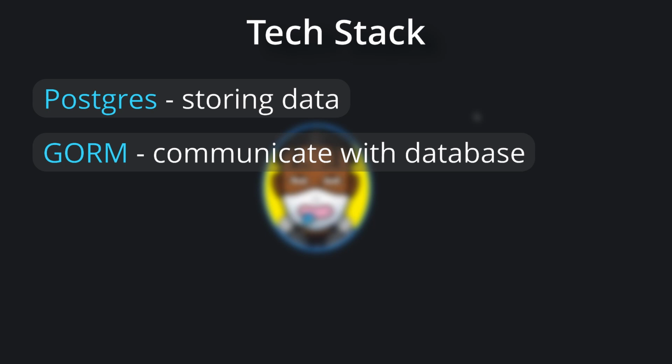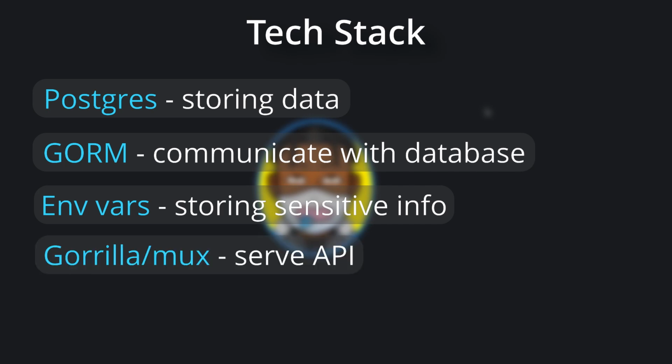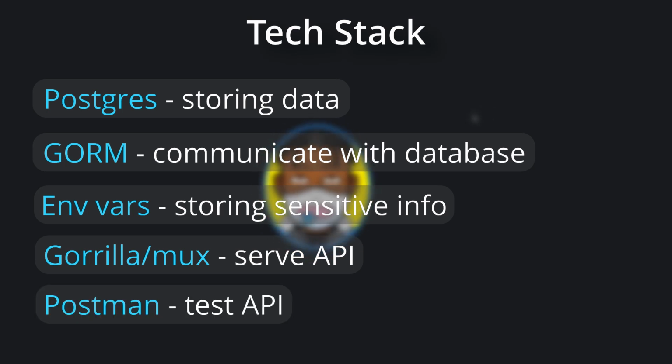We'll be storing all of the sensitive information in environment variables and loading them through our terminal. We will make all of the data available in an API and implement the ability to create, read, and delete data through the API. I will be using Postman to test out the API, but you can use whatever you want.